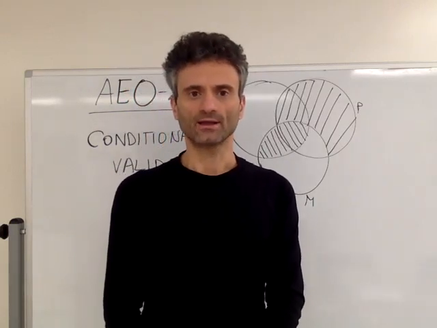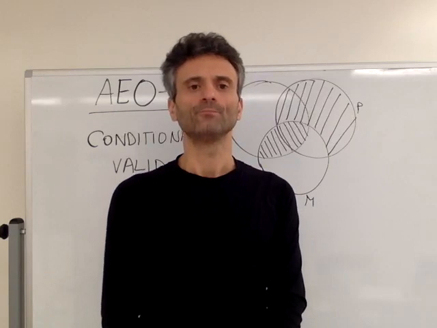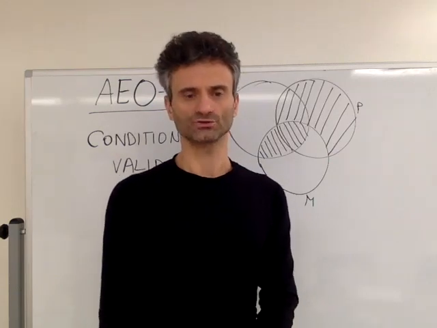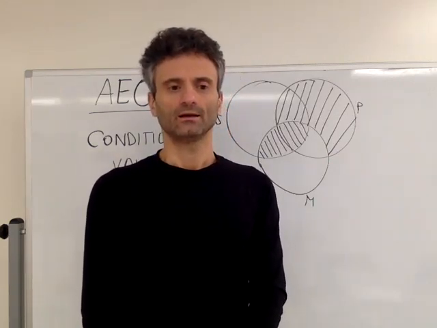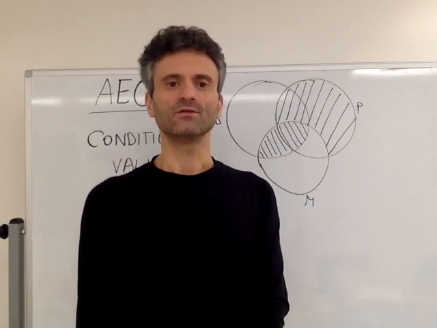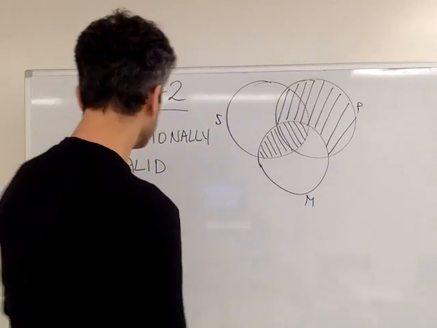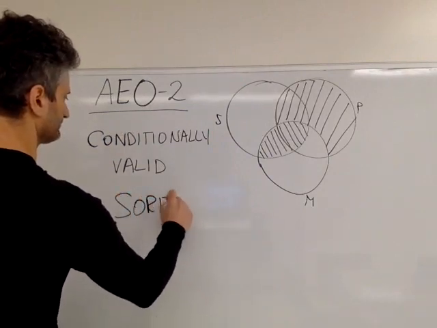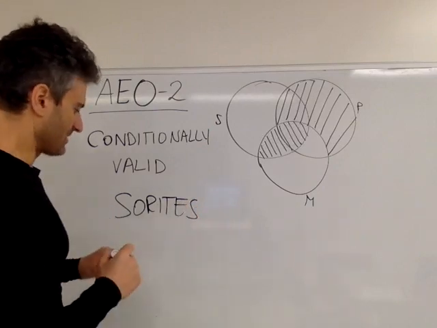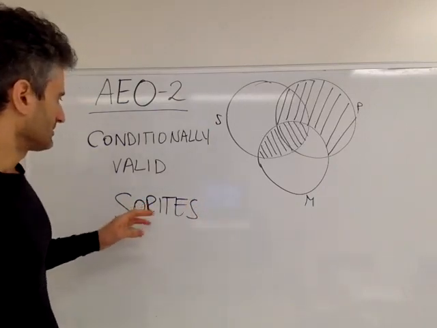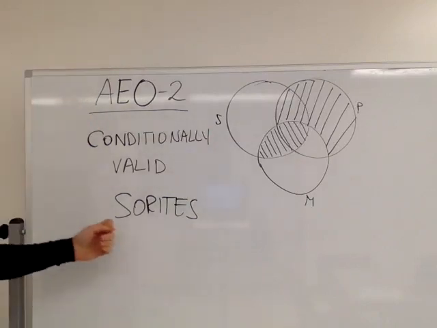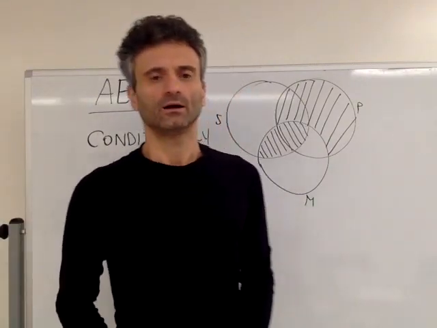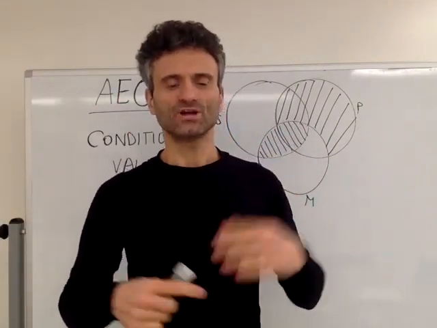Also, in the following lecture, I will teach you how to diagram non-standard form categorical syllogisms. Non-standard form, the type that I have in mind is known as sorites. Now, sorites is both plural and singular. So one sorites, two sorites. Okay, sorites are chains of enthymemes.